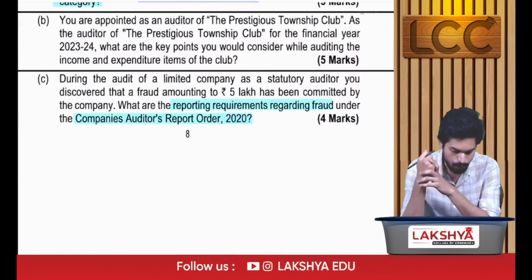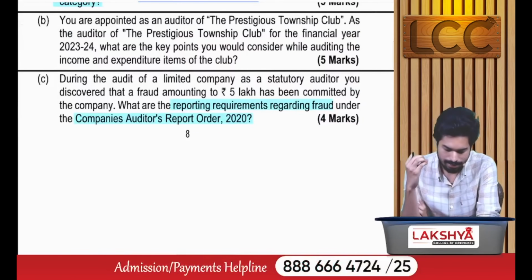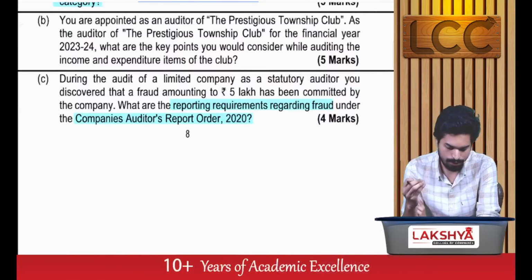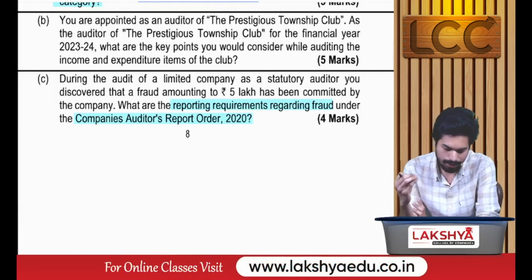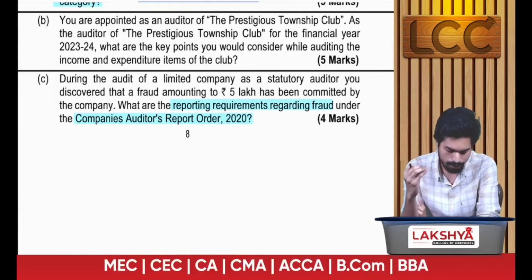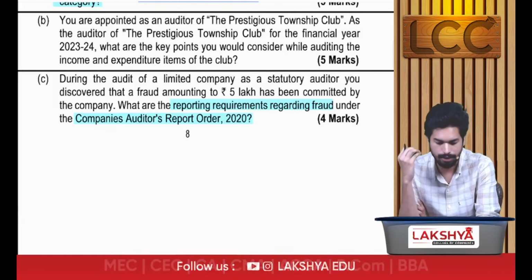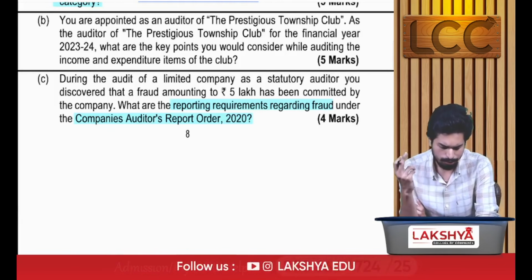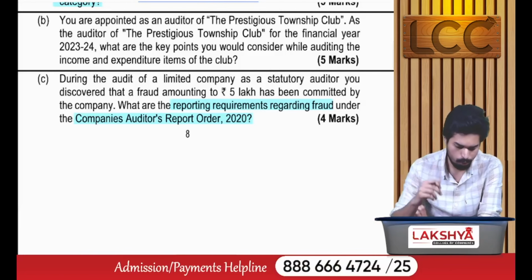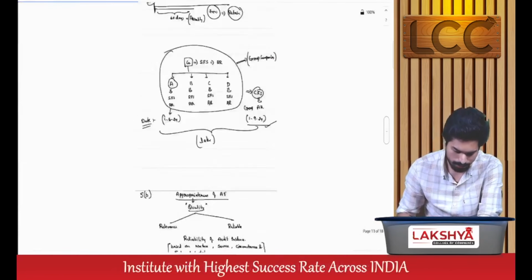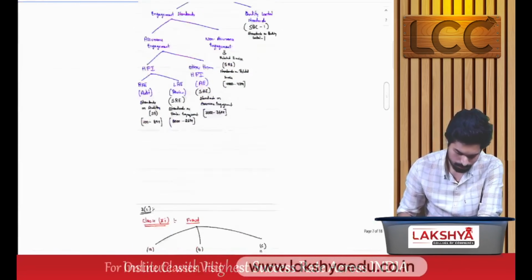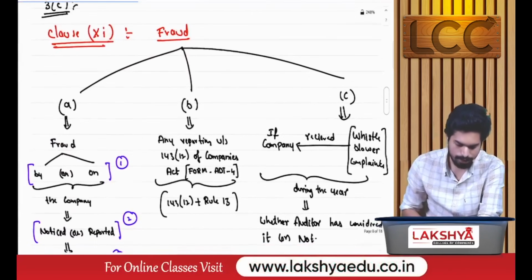3C. During the audit of a limited company, as a statutory auditor, you discovered that a fraud amounting to 5 lakh has been committed by the company. What are the reporting requirements regarding fraud under the Companies (Auditor's Report) Order 2020? So here, what is the clause applicable for fraud in CARO? What is the clause number? Clause 11, right? So clause 11 relating to fraud.